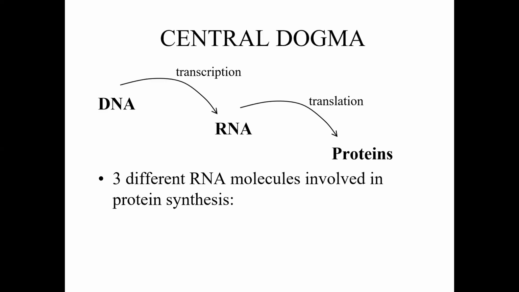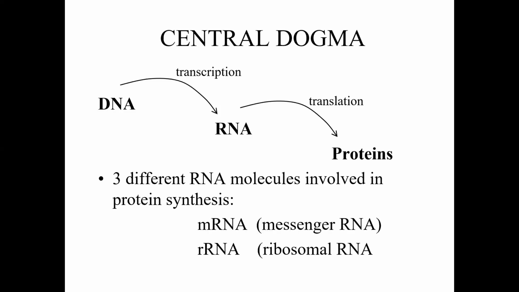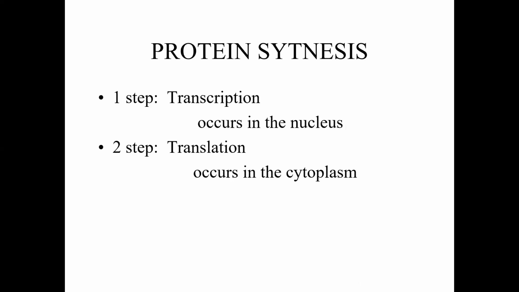So 3 different RNA molecules are involved in protein synthesis. We have the messenger RNA molecule, which is abbreviated as mRNA. We have the transfer RNA, tRNA, and we have the ribosomal RNA. These are the 3 different RNA molecules that are involved in protein synthesis, and all of them have different functions, which we are going to be discussing.